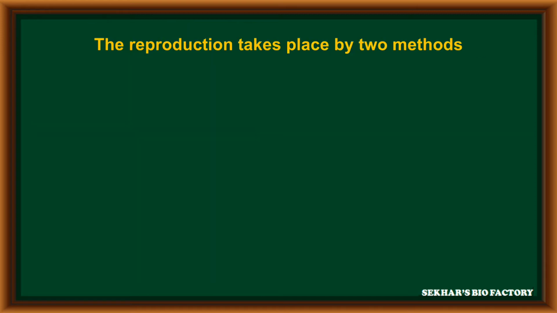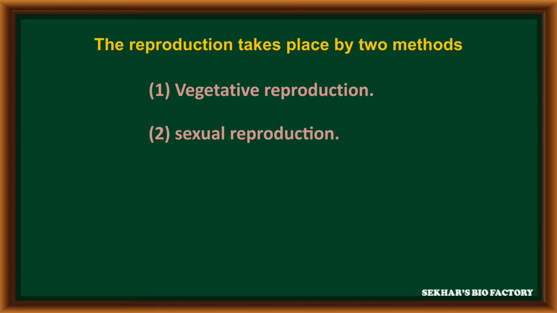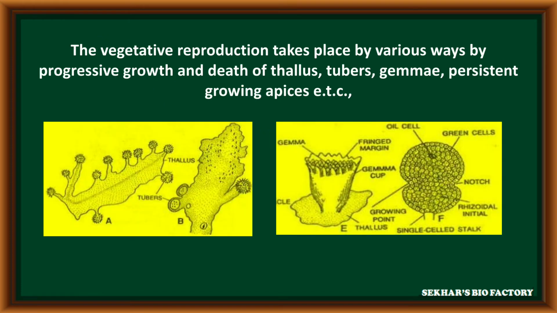In Anthoceros members, reproduction takes place with the help of two methods. The first method is vegetative reproduction and the second method is sexual reproduction. Vegetative reproduction takes place in various ways, especially by progressive growth and death of the thallus. Sometimes it takes place with the help of tubers developed on its body surface. Along with that, rarely gemmae are produced on the thallus body, and also by a persistent growing apex. These are the methods of asexual vegetative reproduction in Anthocerotopsida members.